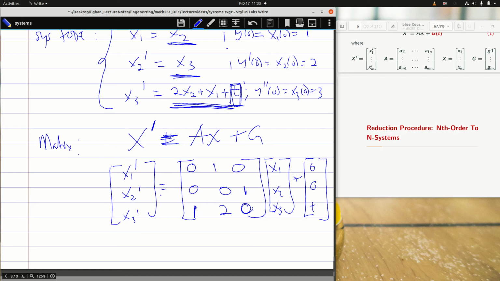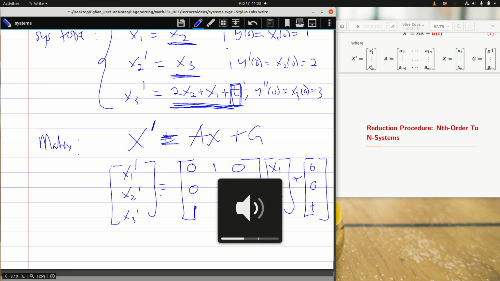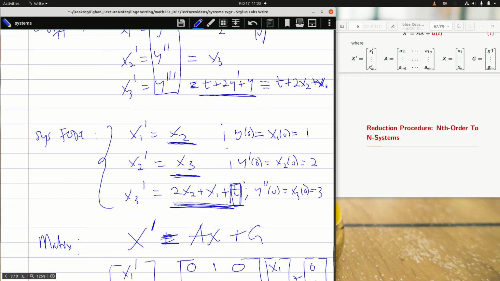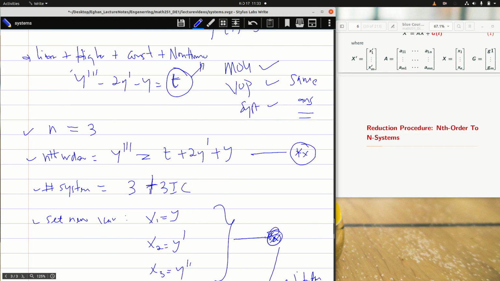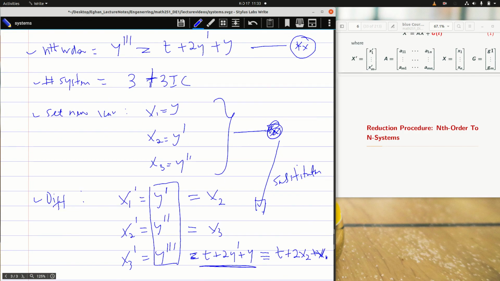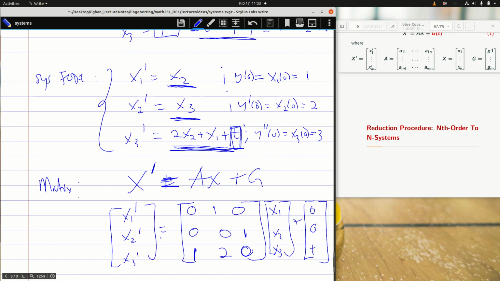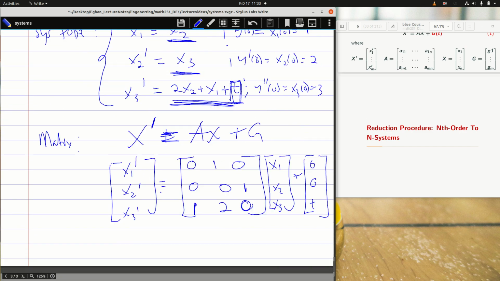It means if I solve this by the MOU or VOP, or the system approach, I must get the same answer. So this is how you convert from the nth order to systems of equations. If you have fourth order, it means you have 4 systems of first order differential equations. In the next video, I'm going to take how to solve systems of equations. All right.